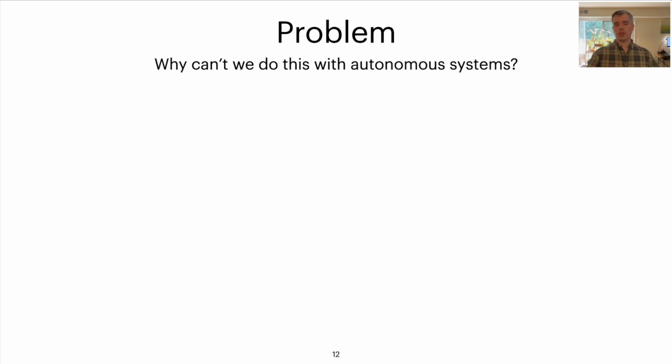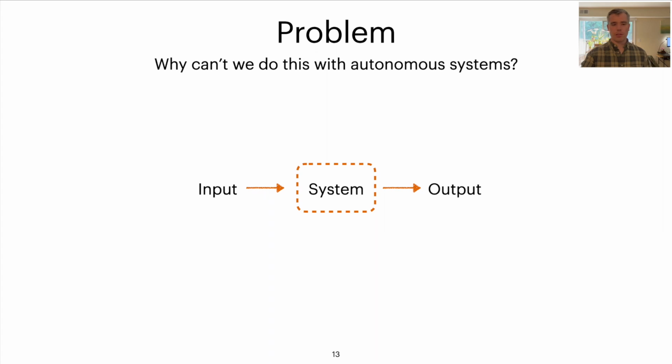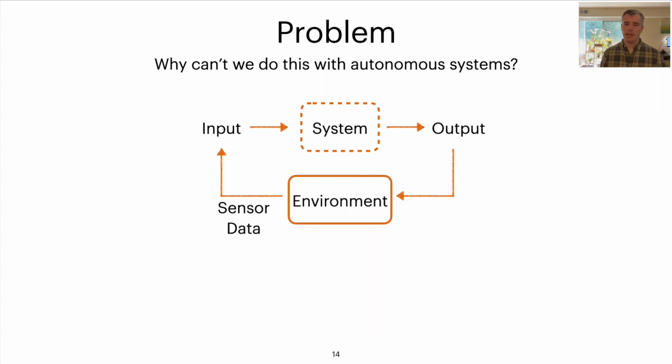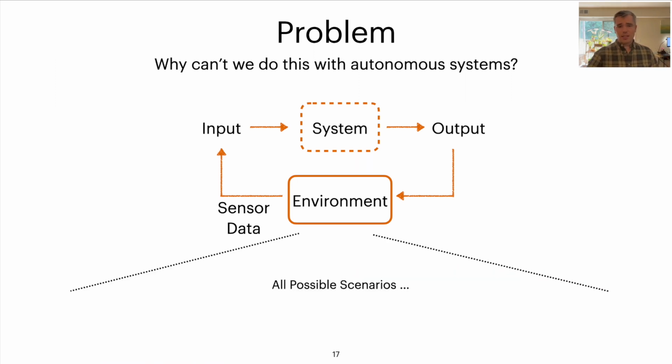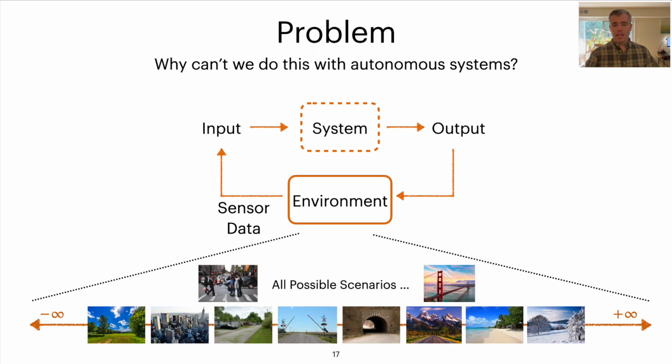Okay, so why can't we do this with autonomous systems? Let's start with the basic system and see how it differs. The first difference is that there's an environment. That is, your output changes where you are in this environment, which changes your sensor data. This sensor data is complex, and there's a wide variety of it. You have cameras, LiDARs, GPS, sonar, radar. On the other hand, the environment is practically infinite. The number of possible scenarios is just unimaginable, meaning that creating any sort of abstraction for it is very difficult.